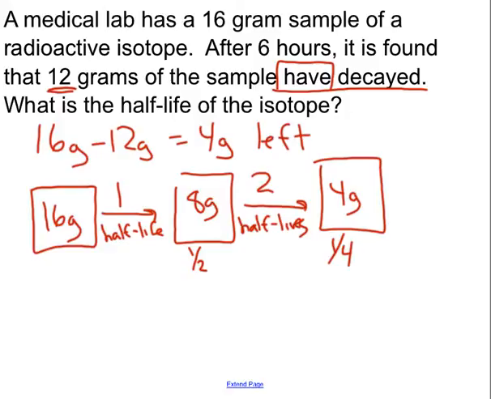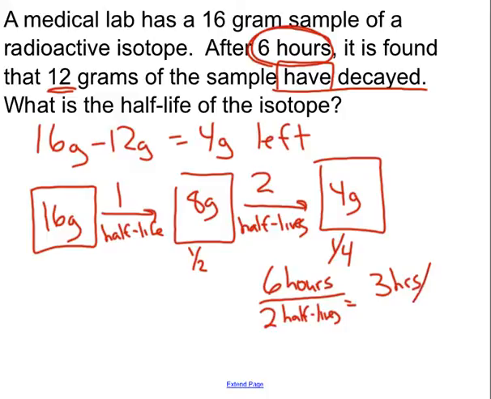So again, the math is how much time did it take for 1 half-life? 6 hours went by in our story. Don't read that question once, go back to it a few times. And we figured out that 2 half-lives went by in those 6 hours. 6 hours for 2 half-lives. That means it's 3 hours per half-life. The time for a half-life is what we're looking for. 3 hours. Hopefully, this is making a little bit more sense.